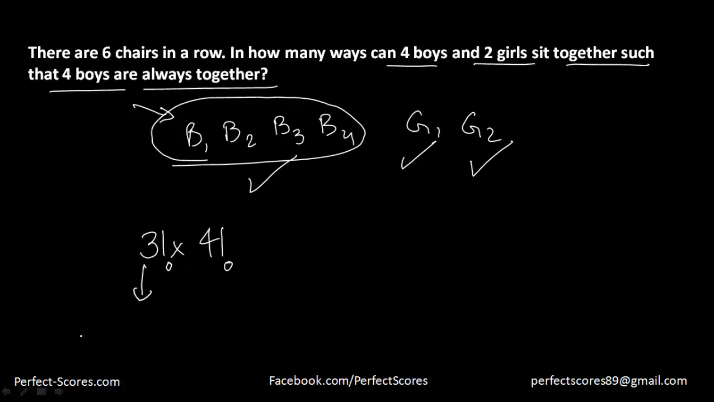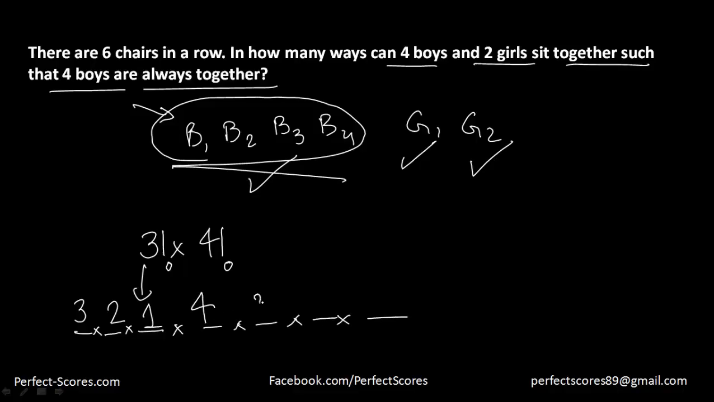If I break it down for you, how did this 3 factorial come? I have 3 slots. First, any of the 3 groups can come. Then any of the 2 groups can come. And the last group has to come there and then. Then for these 4 boys, I have 4 slots. Then any of the 4 guys can come, any of the 3, any of the 2 and any of the 1.